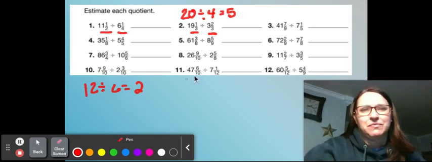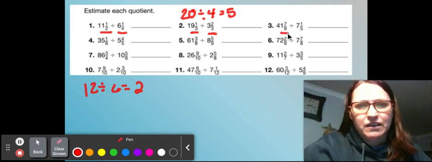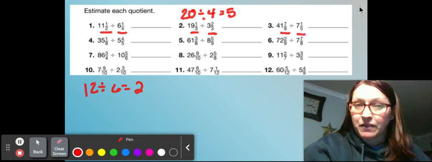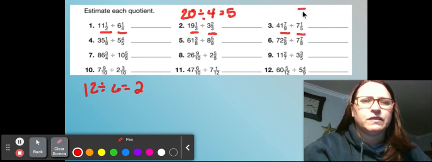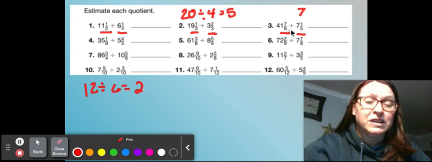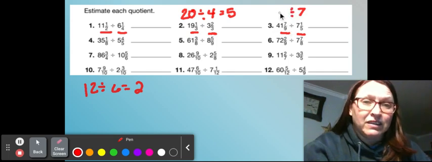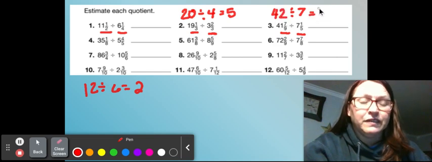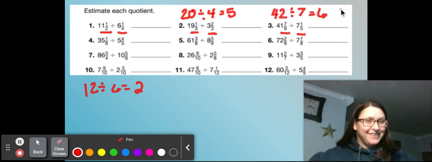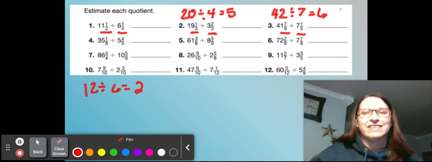Let's look at the next one. I have 41 and 7/9 and 7 and 1/5. Well, 7 and 1/5 is close to 7. And I know 6 times 7 is 42. So I'm going to do 42 divided by 7 equals 6. That wasn't too hard either.